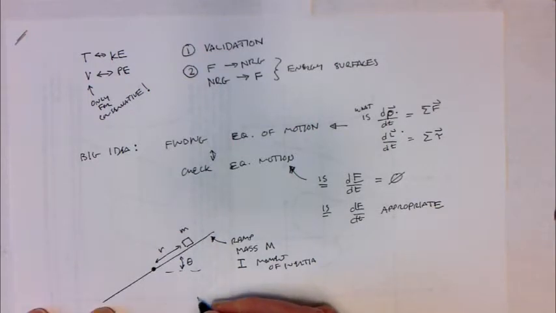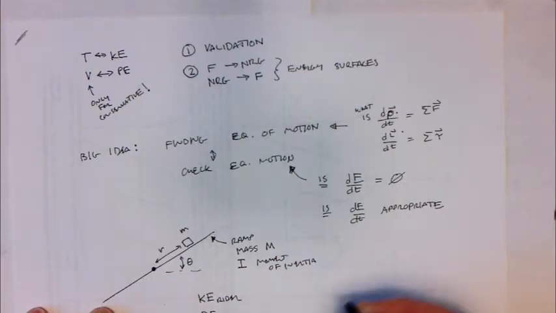So if we start to do that, we need to think about what's the kinetic energy of the rider, what's the potential energy of the rider, what's the kinetic energy of the ramp, and what's the potential energy of the ramp.